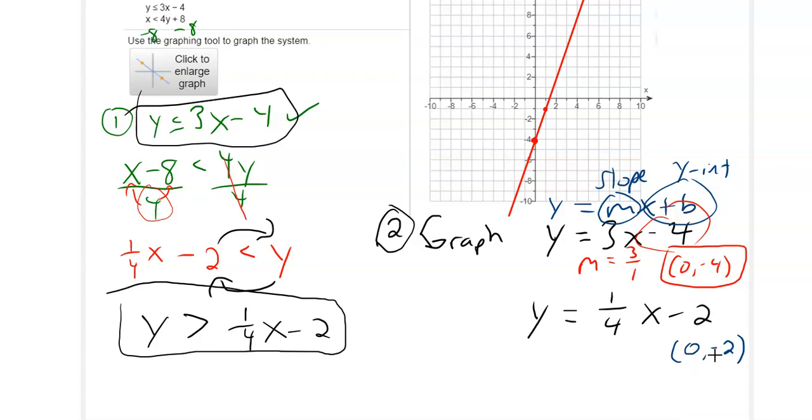So the y-intercept here is 0, -2. The slope in this case is 1/4. So we're going to start at 0, -2. And then we'll go up 1 to the right 4. Right. So starting here at 0, -2, up 1 to the right 4 is going to give me this point right here. And then I'll connect those 2 points with a straight line. And that gives me that graph. All right.